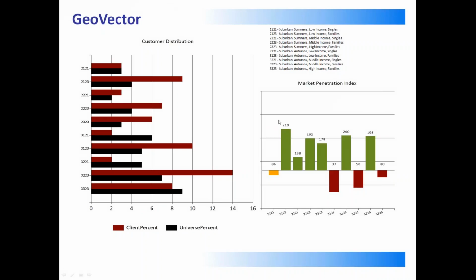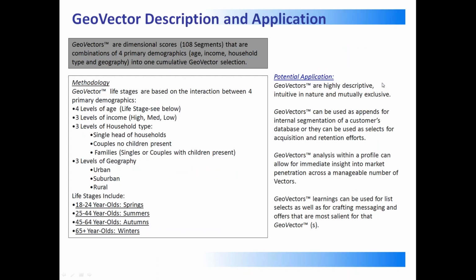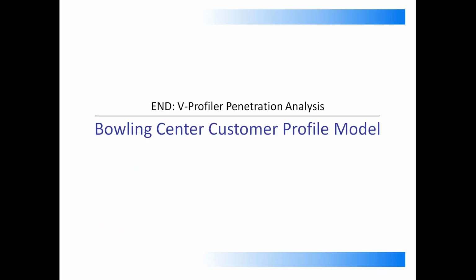Okay. These again are more of a nice to have than a need to have. We will see them pop in some of the predictive models, but they're still useful from a descriptive statistics standpoint. So that's the end of the Revolutions Bowling Center customer profile model.